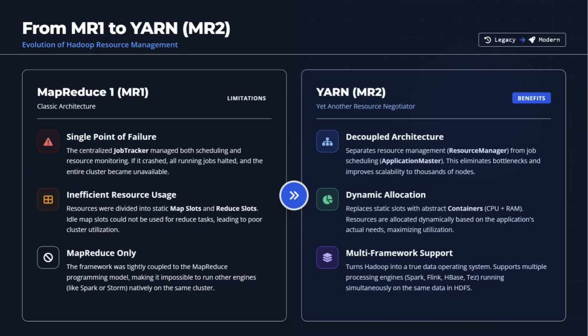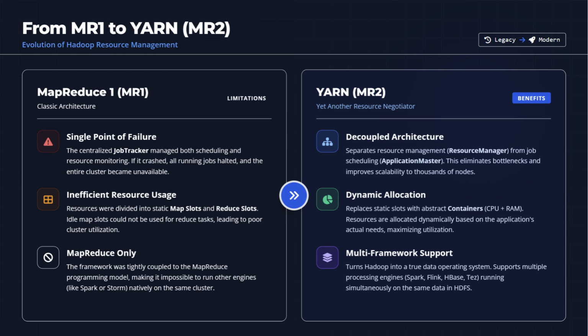Hadoop has evolved significantly. In the early days, MapReduce 1, MR1, had major limitations. It relied on a JobTracker that was a single point of failure and used static slots that led to inefficient resource usage. Enter Yarn, or Yet Another Resource Negotiator. Yarn introduced a decoupled architecture, separating resource management from job scheduling. It replaced those rigid slots with dynamic containers that allocate CPU and RAM based on actual needs.